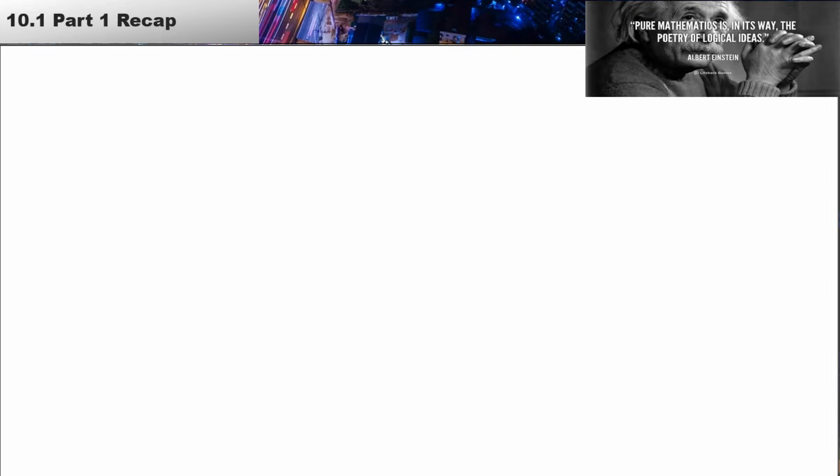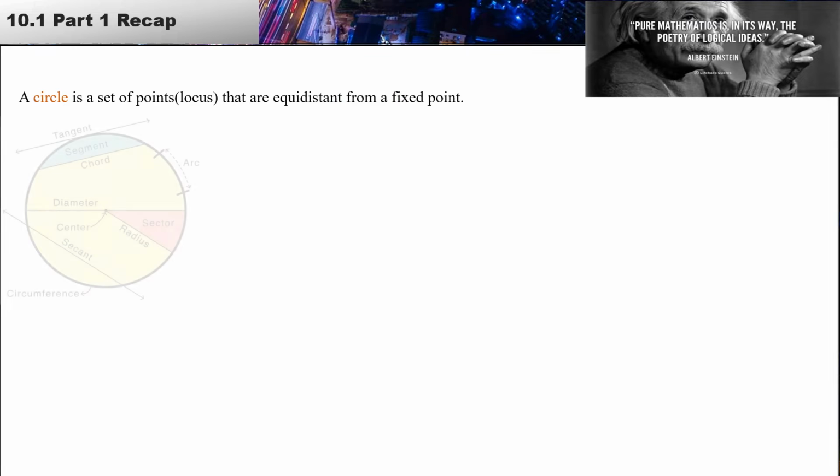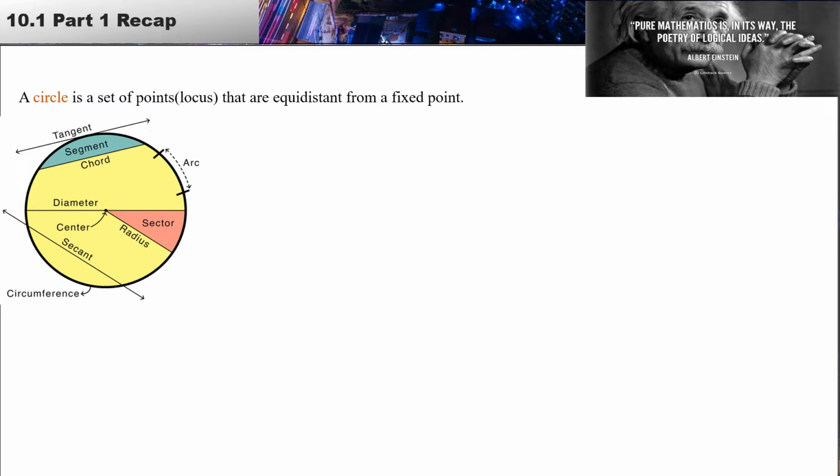In that lesson, we first established a definition of the circle. It is a set of points, or locus, that are equidistant from a fixed point. Then we also looked at the parts of a circle. These are all names of the parts of the circle that you should be familiar with and know the meaning of when you see them in questions.